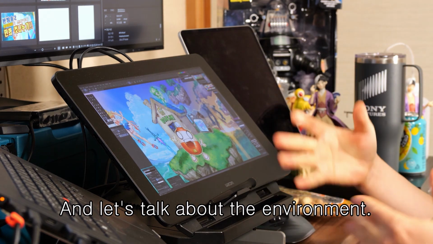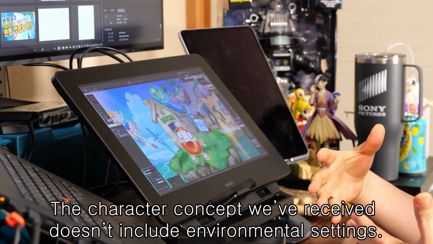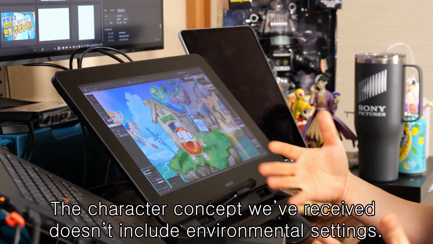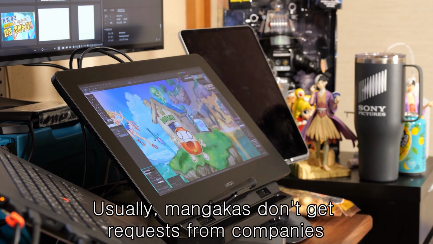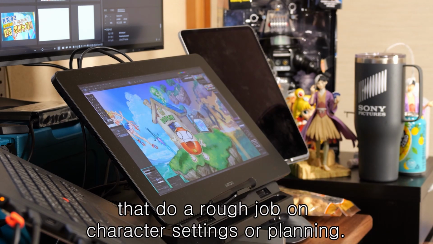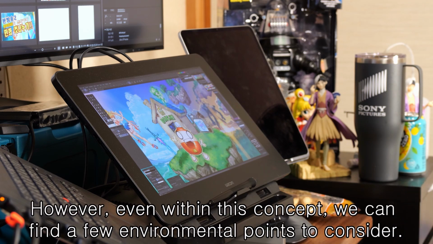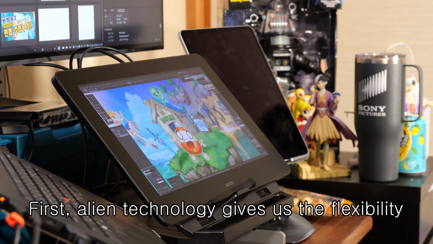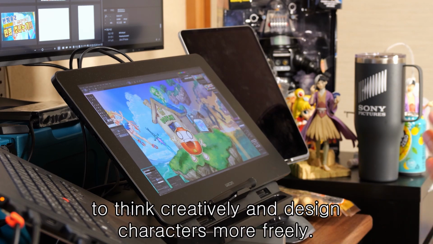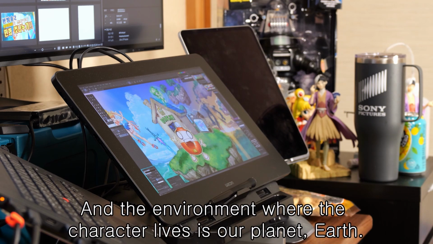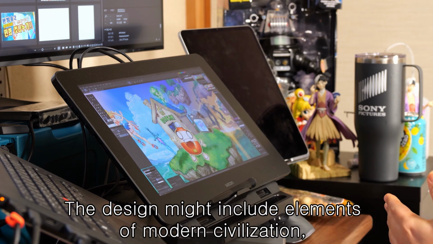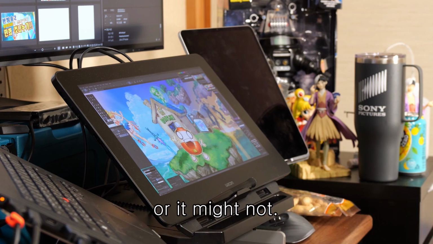And let's talk about the environment. The character concept we've received doesn't include environmental settings. Usually, mangakas don't get requests from companies that do a rough job on character settings or planning. However, even within this concept, we can find a few environmental points to consider. First, alien technology gives us the flexibility to think creatively and design characters more freely. And the environment where Alpha lives is our home planet Earth. The design might include elements of modern civilization, or it might not.